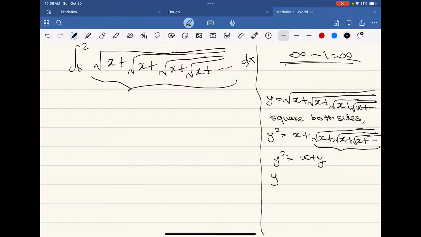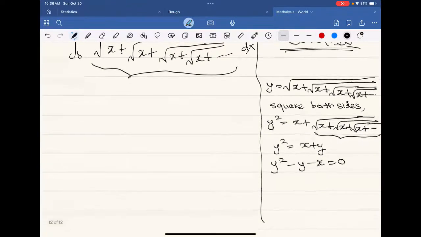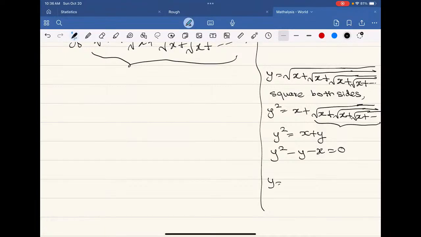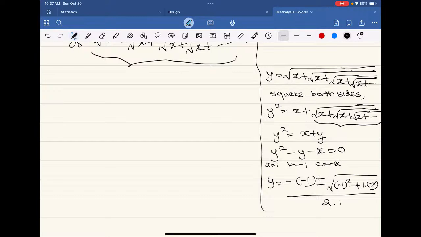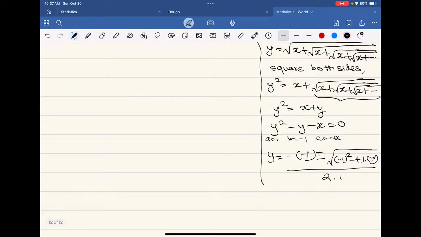Now, y square minus y minus x is equals to 0. Now we'll try to solve for y from this quadratic equation. We'll get y is equals to minus b over here, the a is 1, b is minus 1, c is minus x, right? So minus b plus or minus square root of b square minus 4ac divided by 2a. I guess you know the quadratic formula, right? Minus b plus minus square root of b square minus 4ac by 2a.